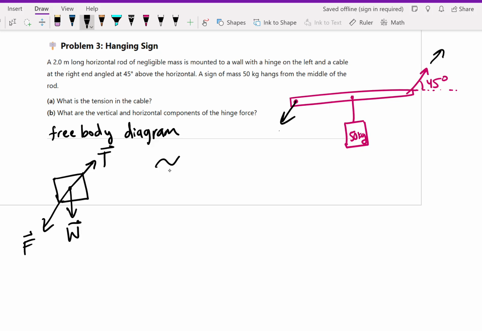We have the torque from the sign itself, and we also have the torque from the cable. And if this is a rotational equilibrium problem, I could just set these two equal to each other. And that's going to come in handy to find the tension of the cable. So first, let's find the torque of the sign.